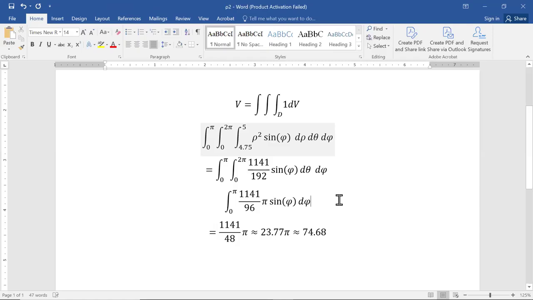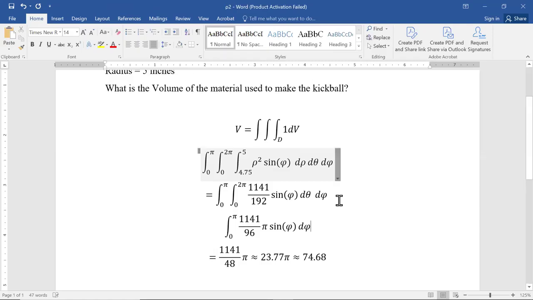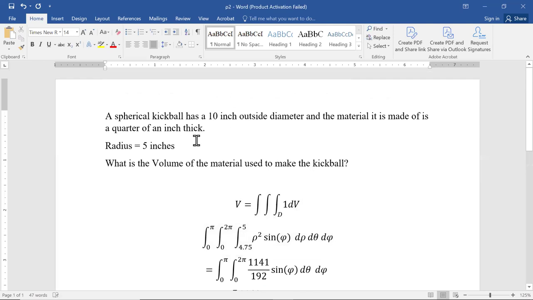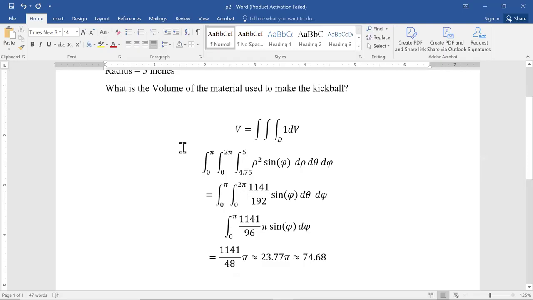So that's the volume of a spherical kickball whose outside diameter is 10 inches, and when it's made of material that is a quarter of an inch thick. Again, this might seem like a tough integration, but it's a lot easier than dealing with cylindrical or dealing with rectangular coordinates.